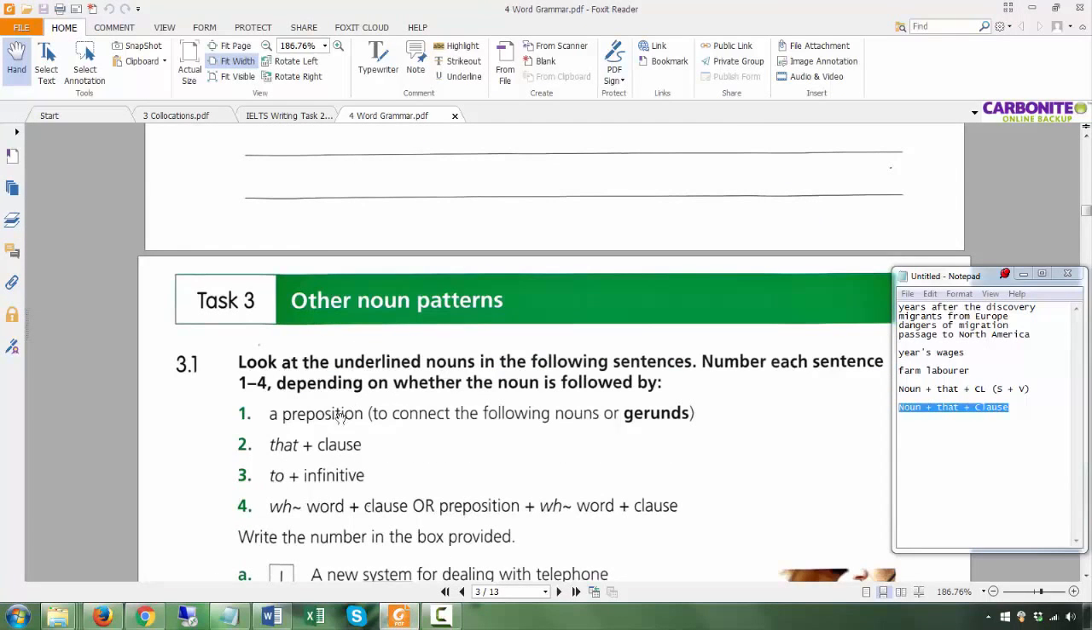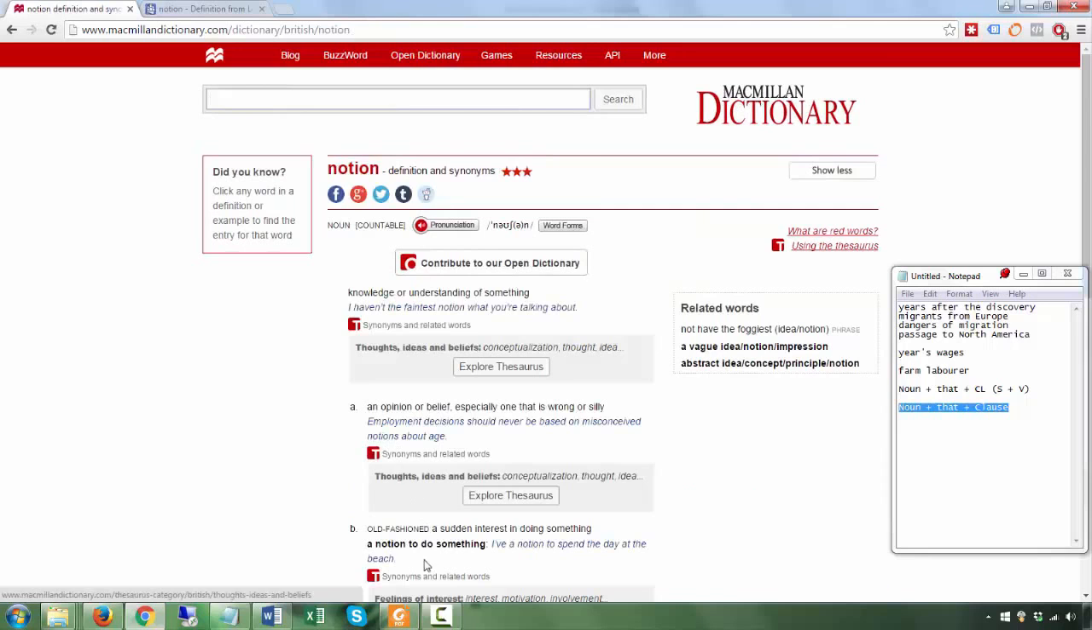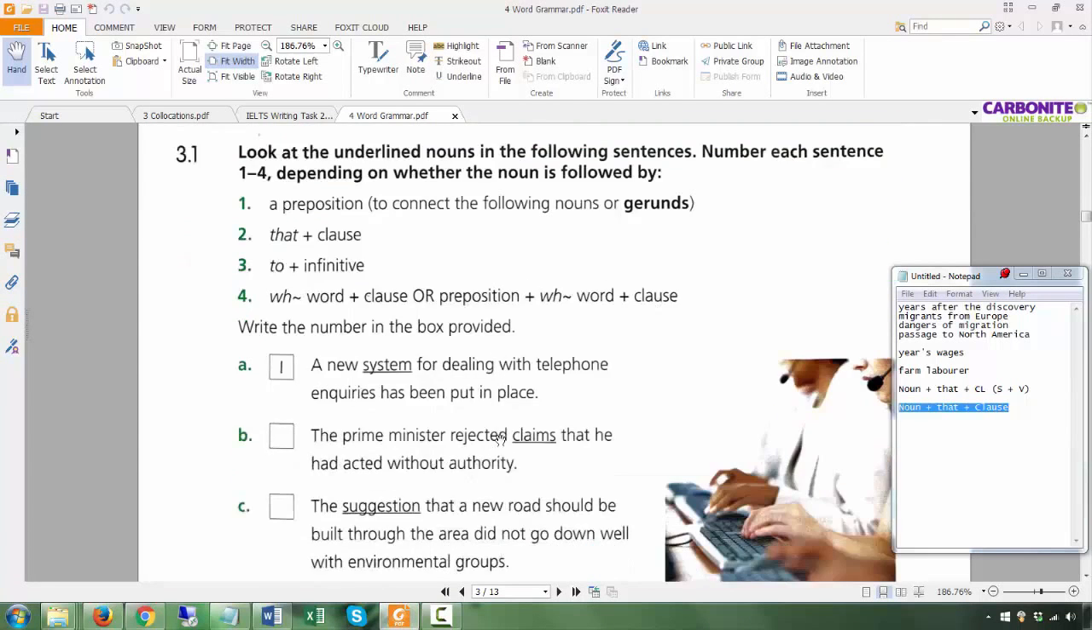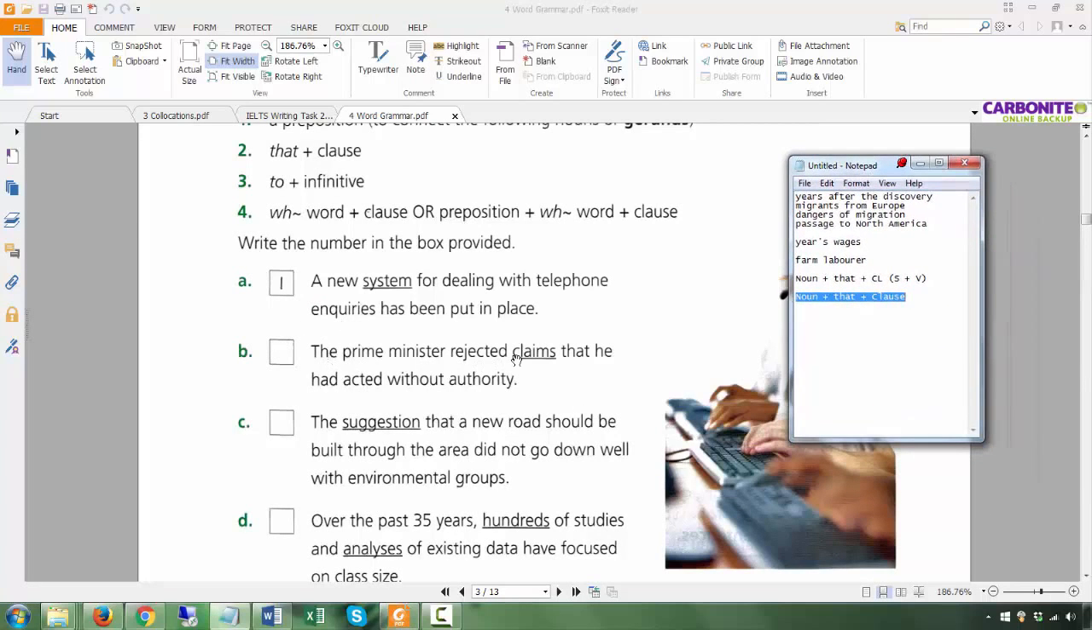Next, other noun patterns. As you mentioned, the common patterns are: after the noun you have a preposition, and after the preposition is a noun or a gerund, which is a verb in the ing form. The second kind of pattern is that plus clause, which is just mentioned here. The third kind of pattern is to plus infinitive, or to plus base verb, just like this. And lastly, you have the WH word plus clause, or preposition plus WH word plus clause. That's not so common, right? So the task is really to look at this sentence, at the underlying noun, and what kind of pattern is possible with this noun.